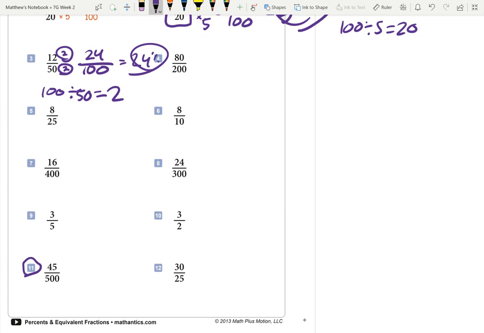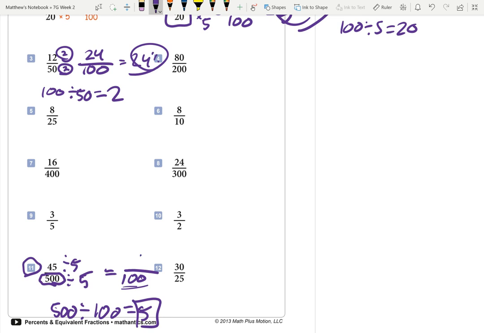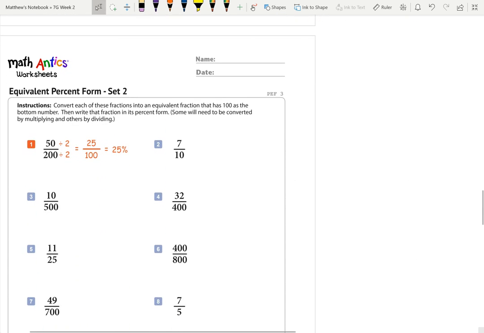All right. One more here. If we have a case where we have 500 on the bottom, a number bigger than 100, instead of multiplying, what operation will we need to do? Well, quite the opposite. Divide here. What do I need to divide 500 by to get to 100? Well, I can use what I'm given, 500 divided by the number I have as an answer, tells me that I need to divide by 5. Divide the top number by the same thing. We get 9 over 100, or 9%. All right. You've got the rest of those to figure out, and then we've got set 2 here, which we'll talk about in just a moment.